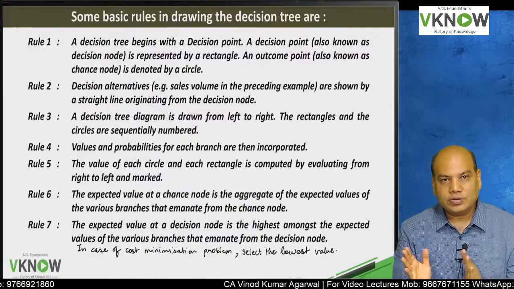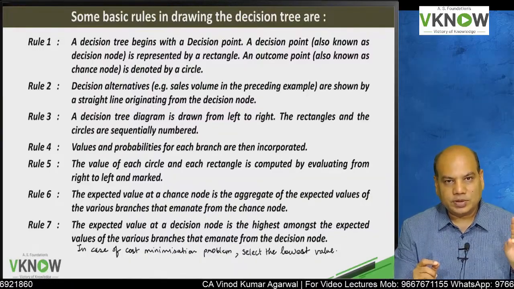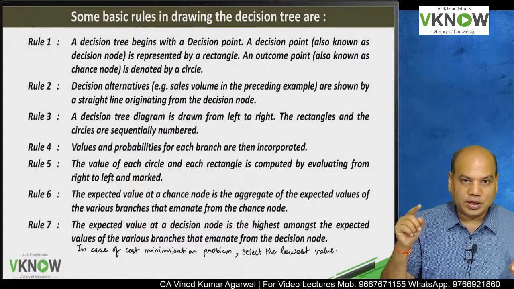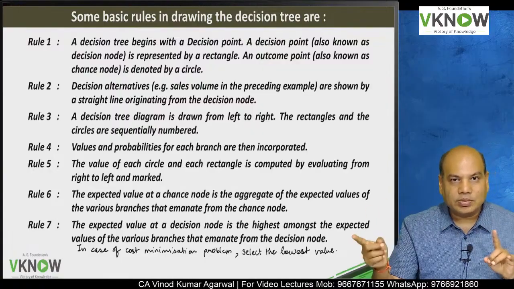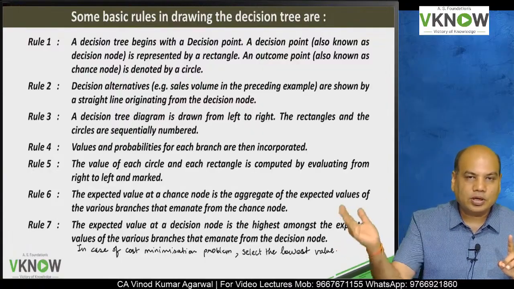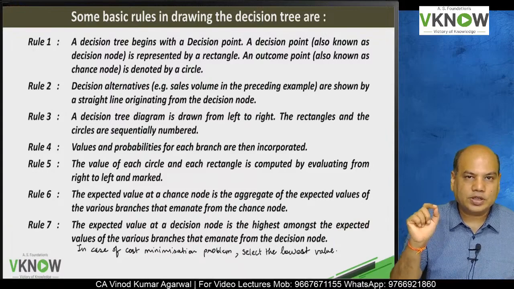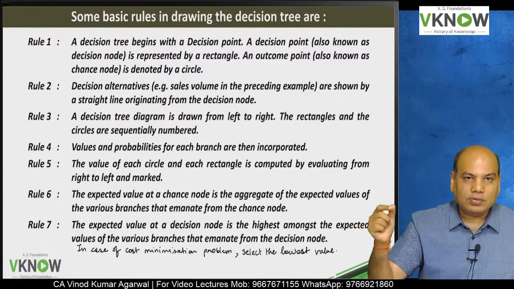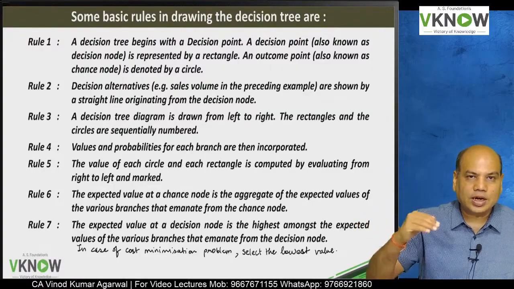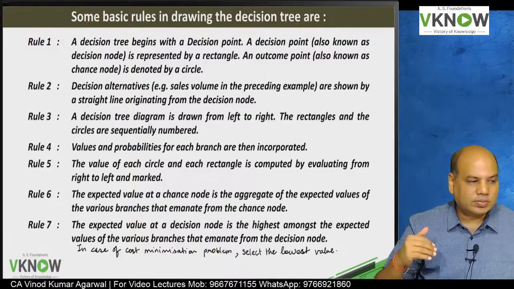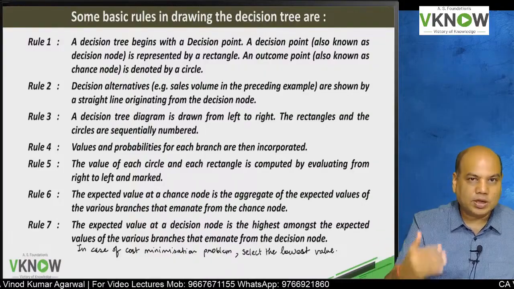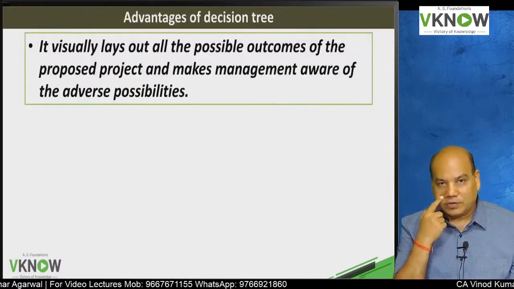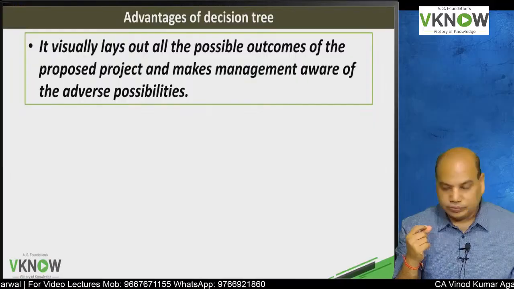Draw from left to right. Decision box is represented by a rectangle, chance node is represented by a circle. They are sequentially numbered. Evaluation is done from right to left. Value of a chance node is expected value, that is probability into value. Value of a decision box is the highest number or the lowest number, depending upon what my objective of decision making is, whether I want to maximize the profit or minimize the cost.